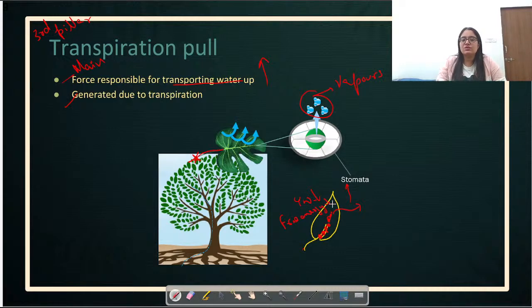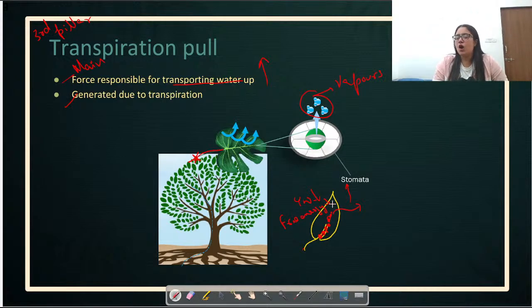I repeat myself, students, whenever the water from the surface of the leaf is transported outside in the form of vapors, there will be a decrease in the number of free water molecules. Hence, there will be a decrease in the water potential. There will be creation of a tension in the leaf xylem. So the leaf xylem will try to pull water from the stem xylem to replace those water molecules that have been lost from the surface of the leaf in the form of vapors.